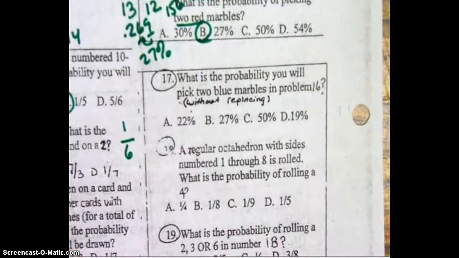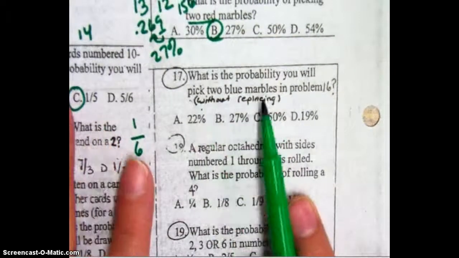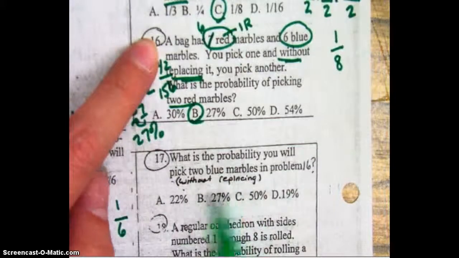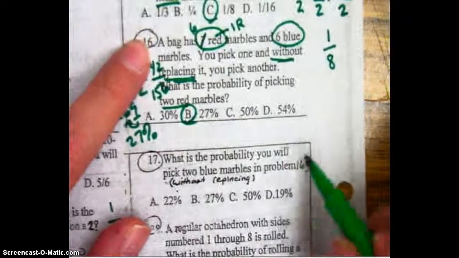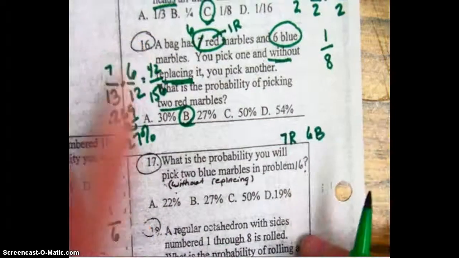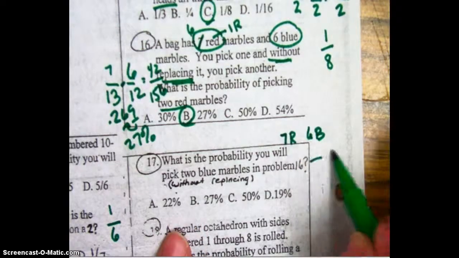Number 17, what is the probability you will pick 2 blue marbles in problem number 16? So we're going to go back up here. So what's the probability that you'll pick 2 blue marbles without replacing them? So again, starting over, we had 7 red marbles and 6 blue marbles. So we're going to pick a blue marble to begin with. So we're going to have 2 fractions.